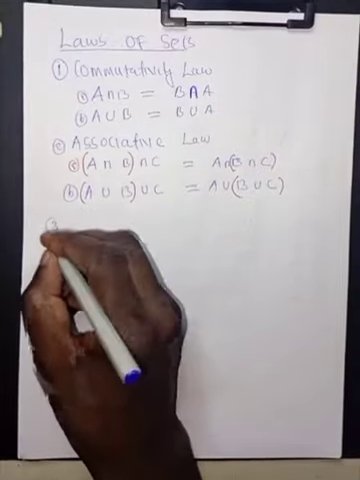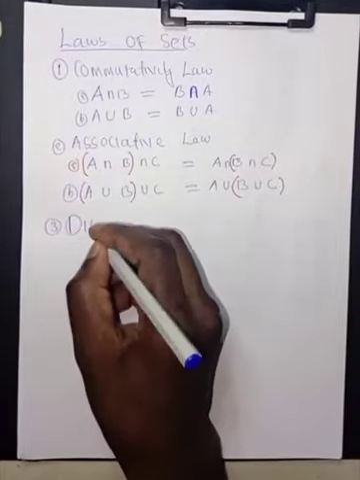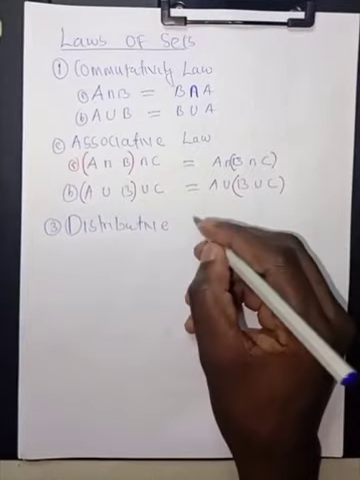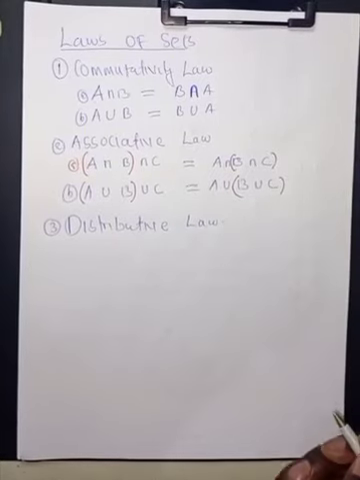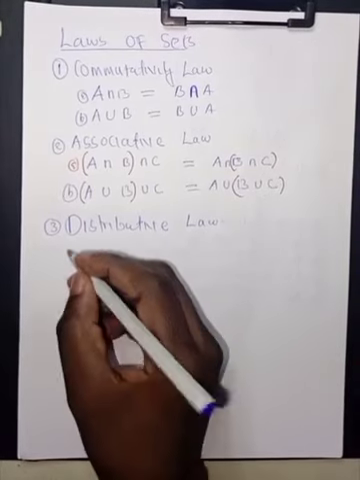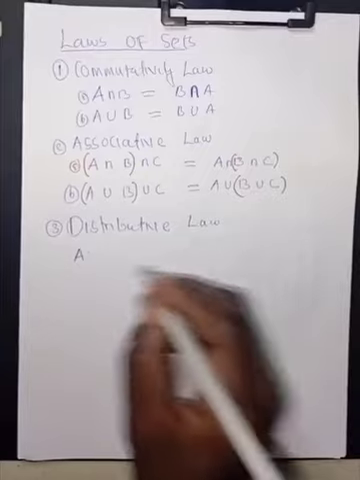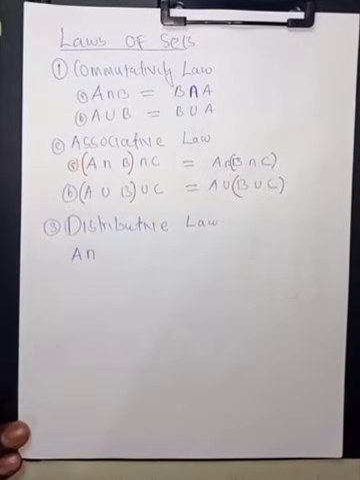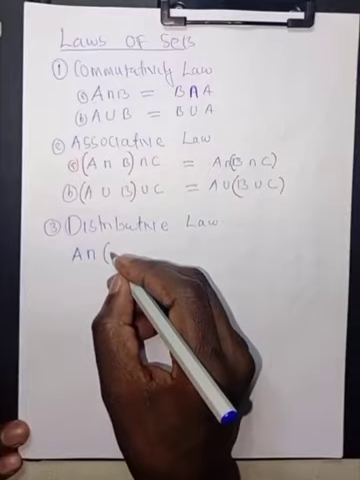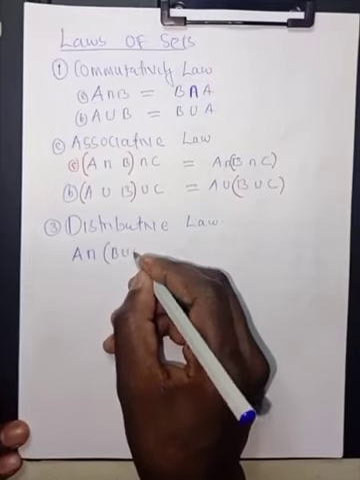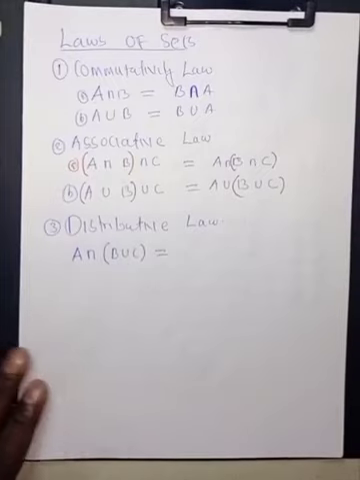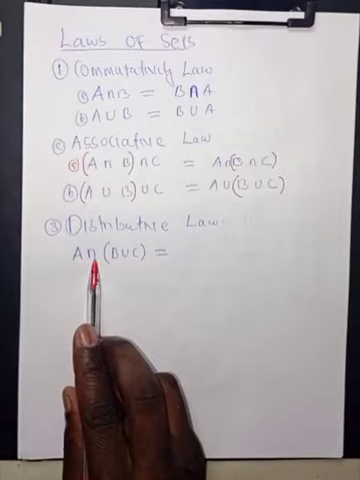Then number 3, we have distributive. So the distributive law of sets. We also have two here. The first one is where we have A intersection, open bracket, then B union C. You have to pay attention to the distributive law. Then this can be equal to A intersection. So you have to see the difference here.